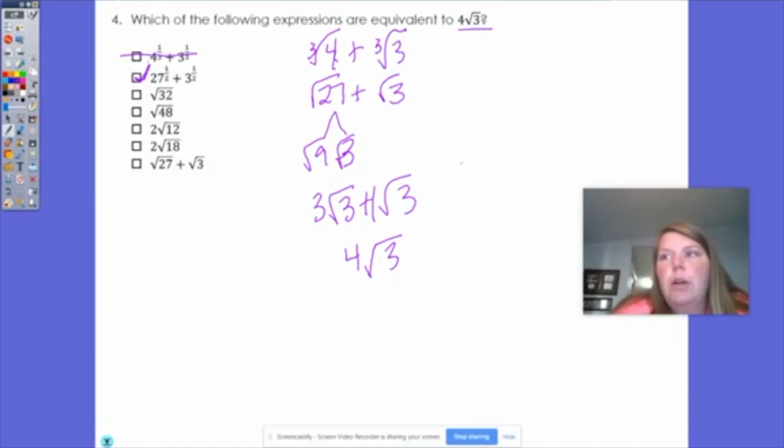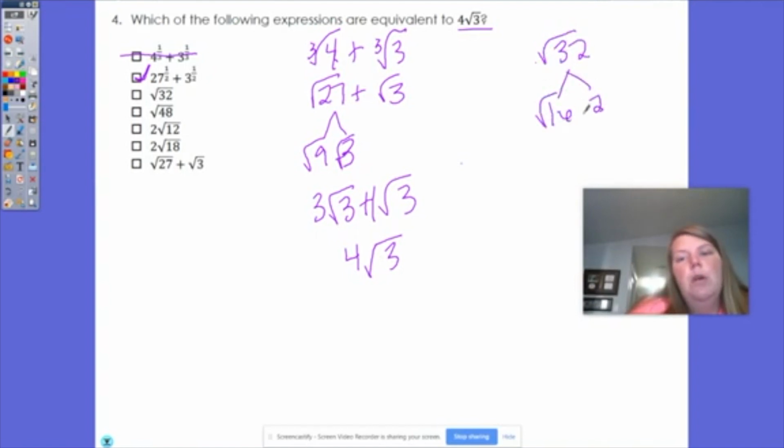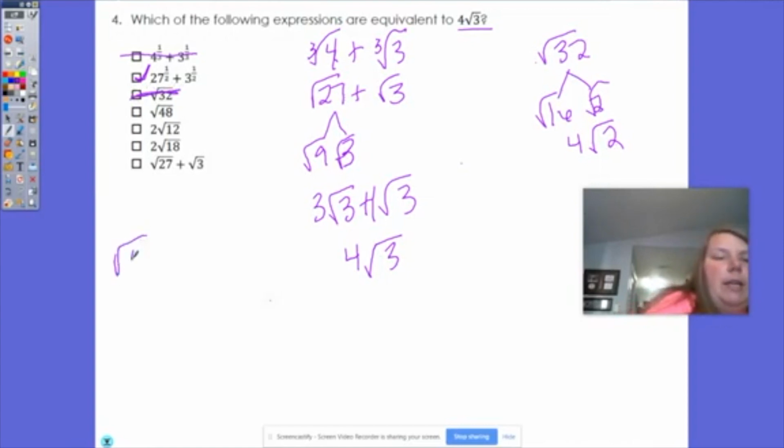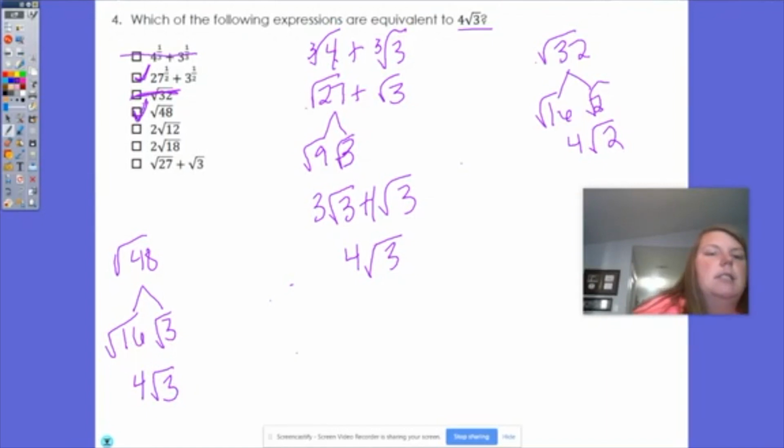The third one, the square root of 32, we could simplify that into 16 times 2, and when we take those square roots, that's going to give me 4 times the square root of 2, which is not the same. The square root of 48, sorry, I'm all over the place here. The biggest perfect square that I can think of that goes into 48 is 16 times 3. And then the square root of 16 is 4 times the square root of 3, which is the same. So the fourth one is correct.